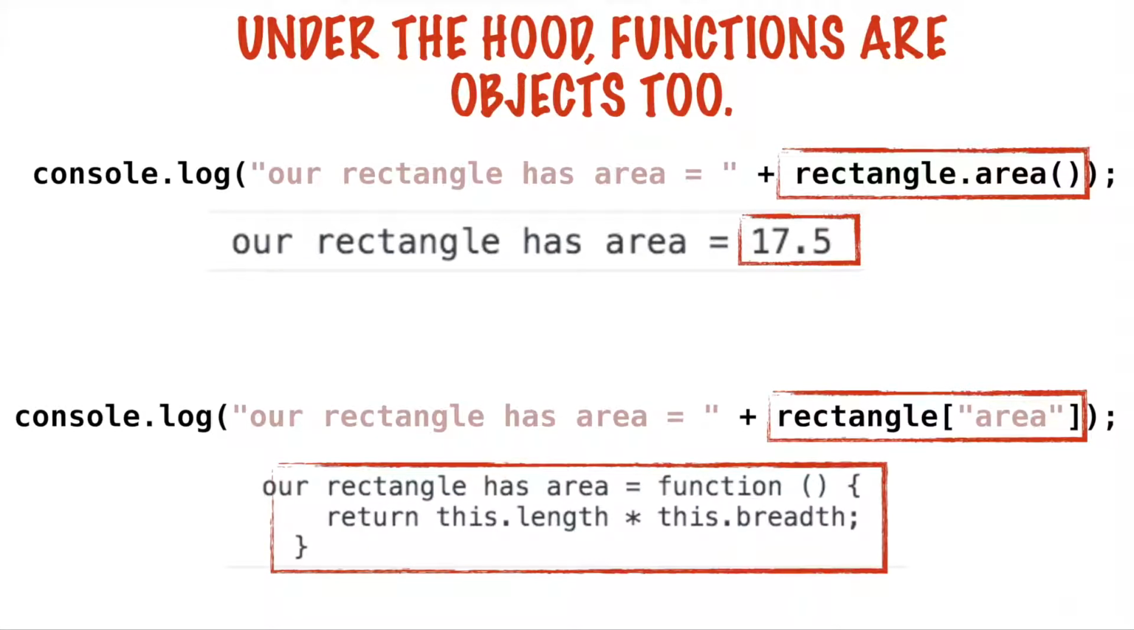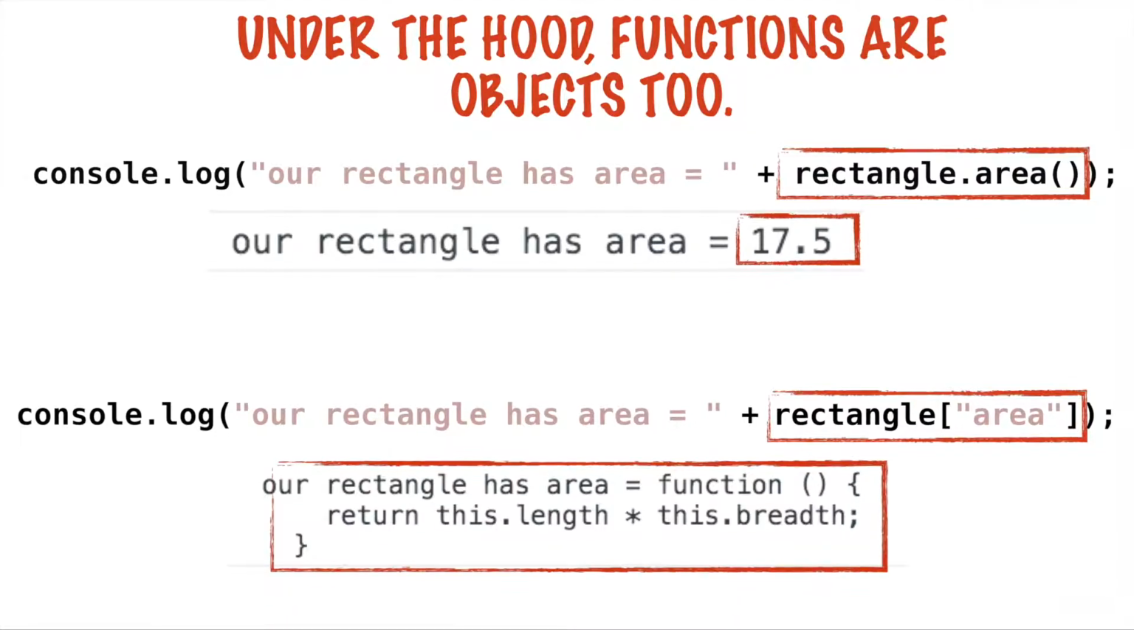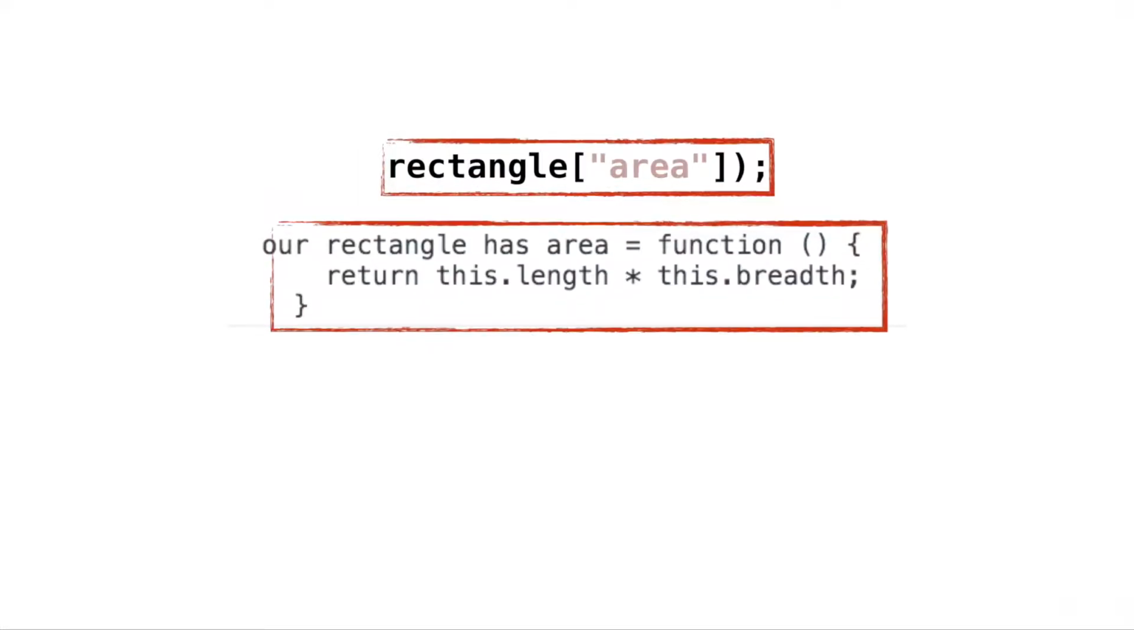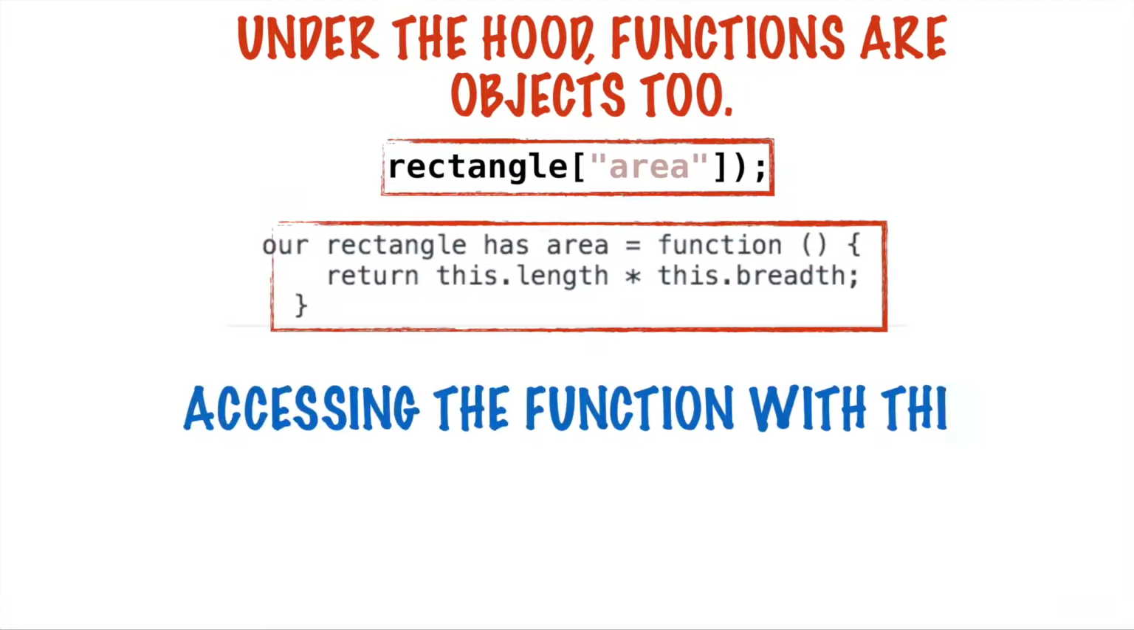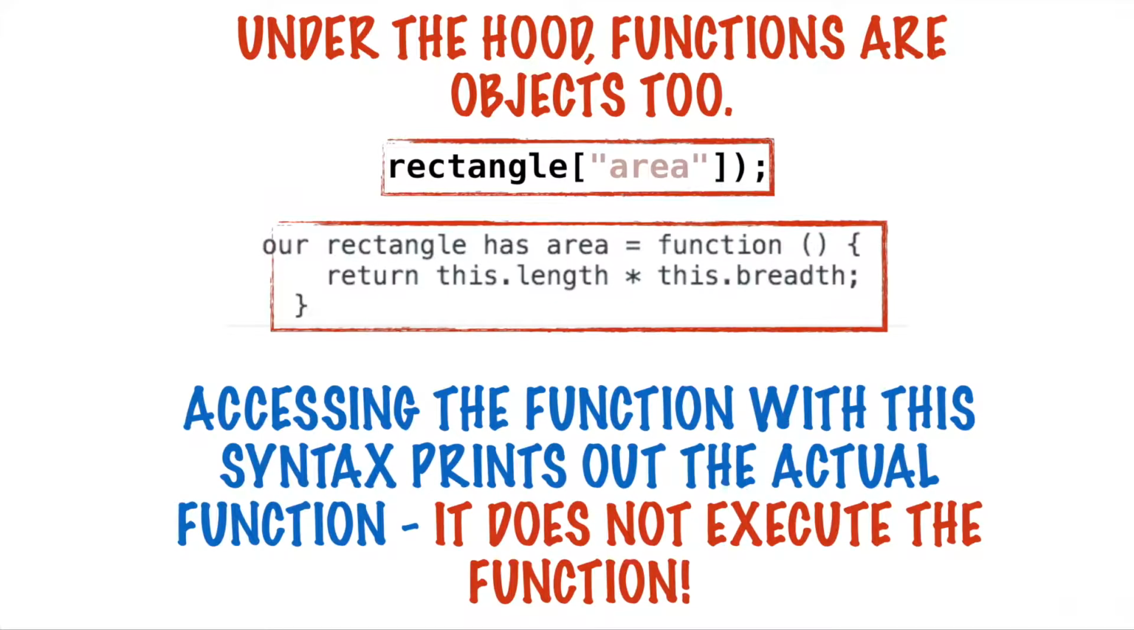This is because under the hood, functions are objects as well. That is the truth in JavaScript, and that is the foundation of JavaScript. Functions are also objects. So when we access the function object by using the square brackets, it prints out the actual function. It does not execute the function. This is important to remember.